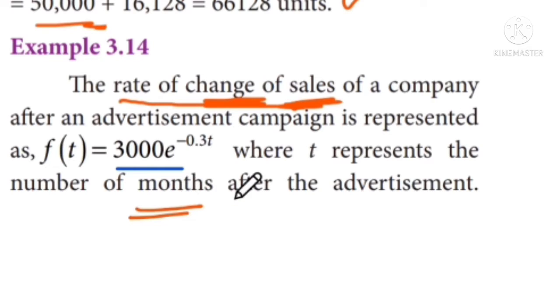As the number of months increases, the sales also will increase. If your t is 2 months, you will get some sale. If t is 5 months, the sale is different. So as t changes, this also is changing. Both are changing, continuous changes.